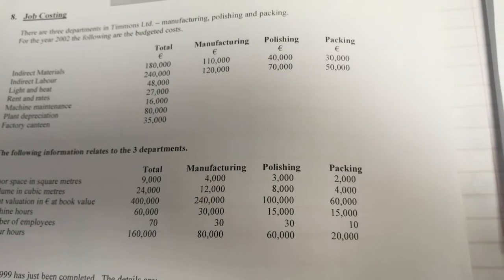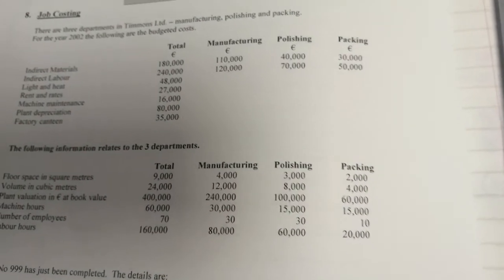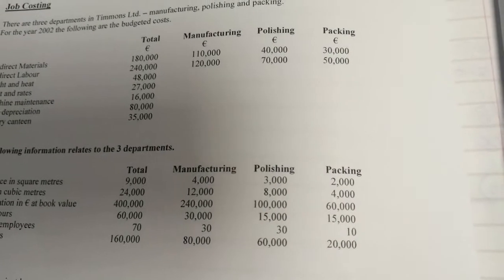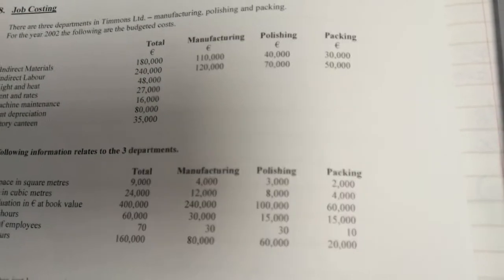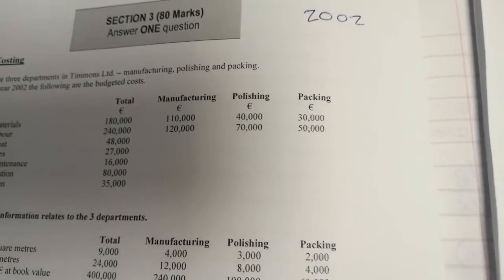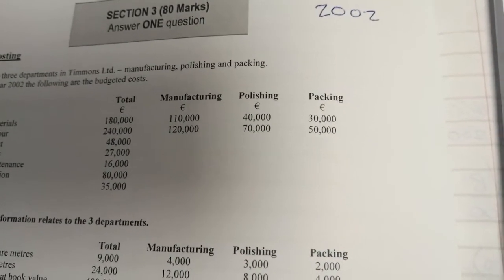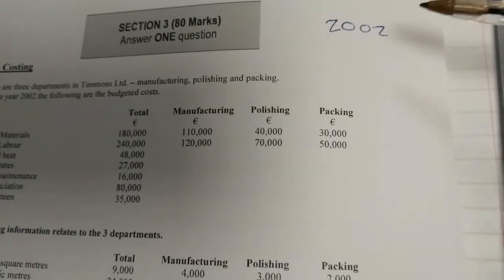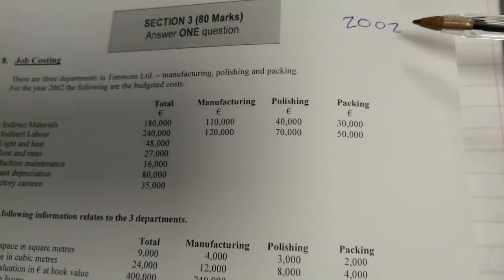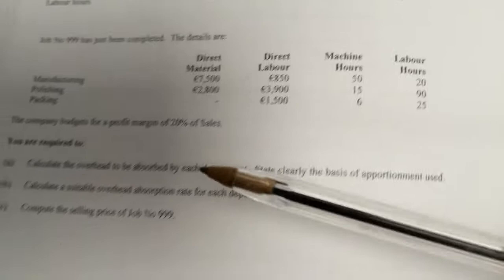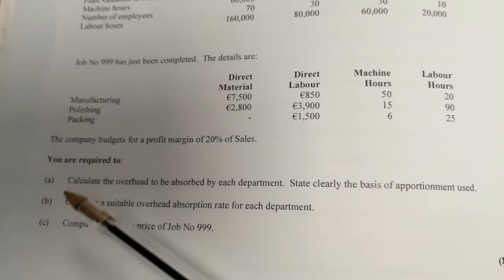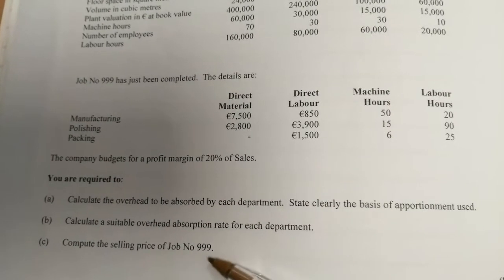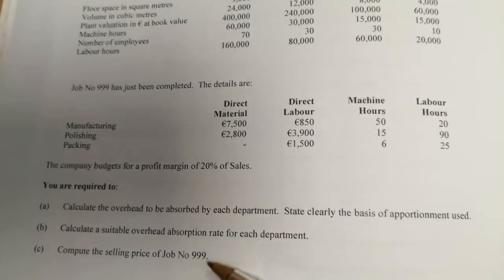In continuing on with the overhead apportionment or job costing question, we're going to move on to actually pricing a job now. In order to do that, because the 2007 question I think that we're working on doesn't have a job costing element to it, we're going to move on to the 2002 question, which you have already started. So you have already hopefully done part A and part B, and we're going to do part C now, which is compute the selling price of job number 999.